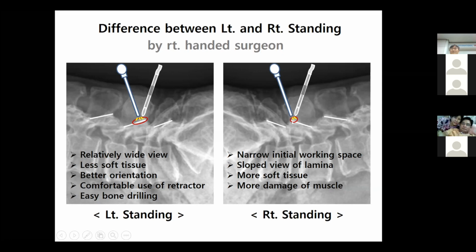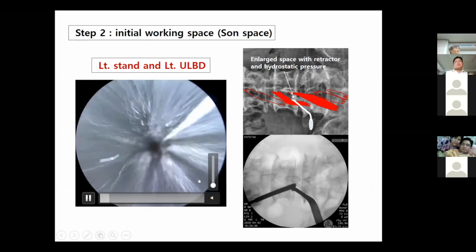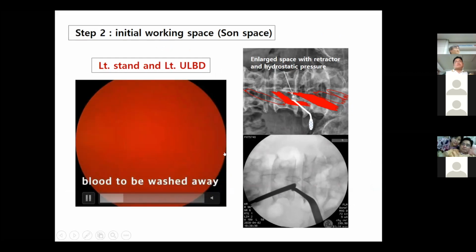But this is right standing here. The scope and lamina are long angled. So the initial working space is narrow from the sloped view of the lamina, with more soft tissue in the interlaminar space. So there is more damage to the muscle, a slight difference. This is the concept of the initial working space.